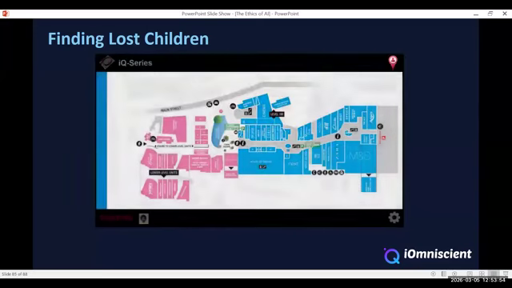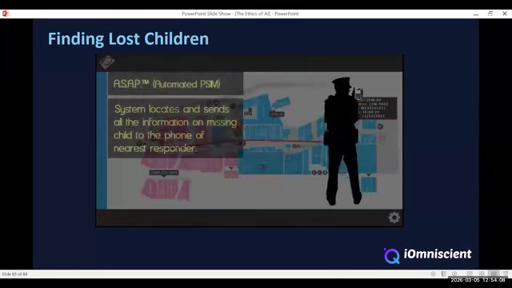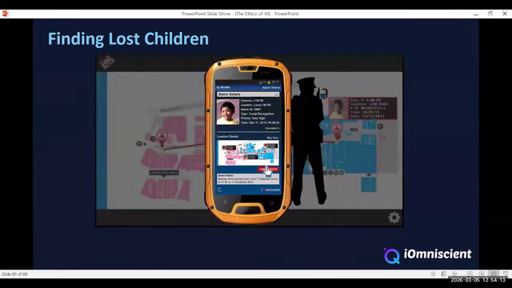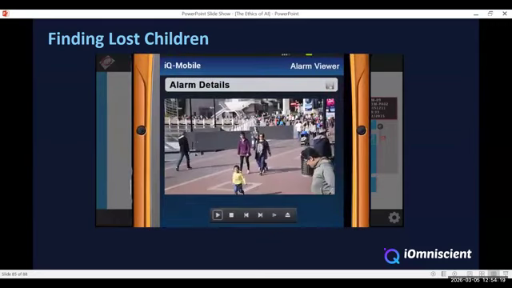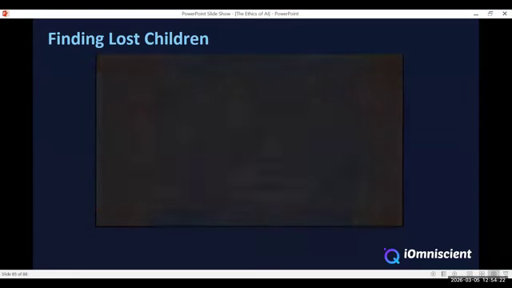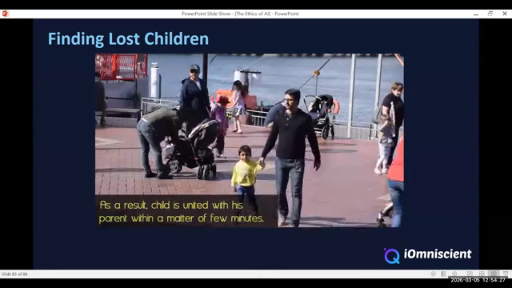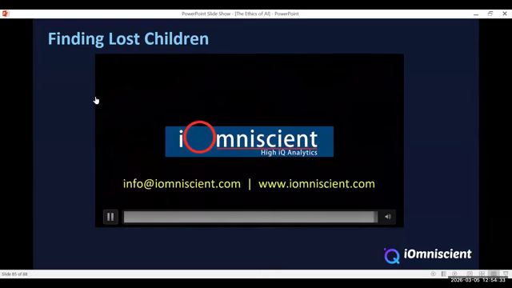Now the guard can search for the missing child across all the CCTV cameras in the network. It will track the movement of the child in real time and tell you where they have been and where they are right now. iOmniscient's highly automated response system, ASAP, then locates the guard who is nearest to the missing child automatically, based on the GPS in their smartphone. It will send this guard the information on the child with a picture and tell them to make contact with the lost child. In no time at all, the parent is reunited with their child. This can be done within a matter of minutes and can prevent a lot of trauma for both the child and for the parent.